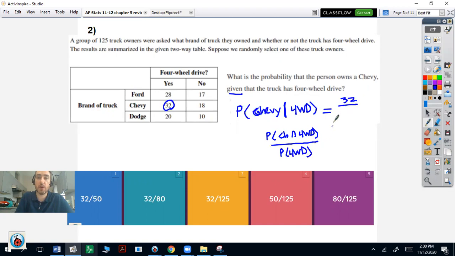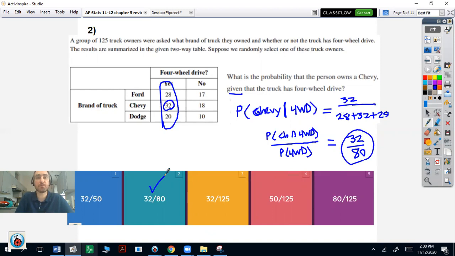So it's going to be 32 divided by, we've got to add these up. Whatever 32 plus 28 plus 20 is, well, these are going to add to 60 plus 20, so it's going to be 32 out of 80. And that's number 2.